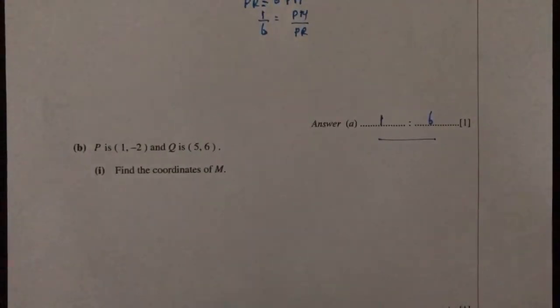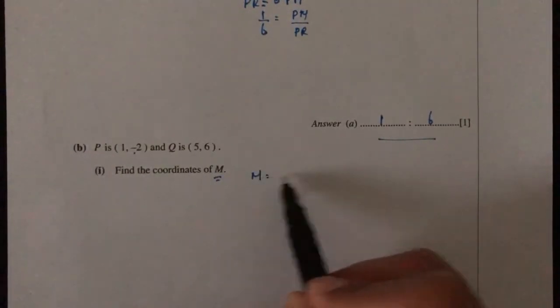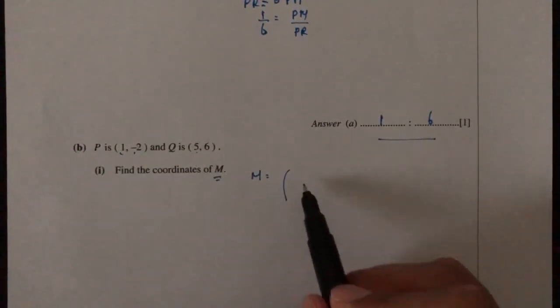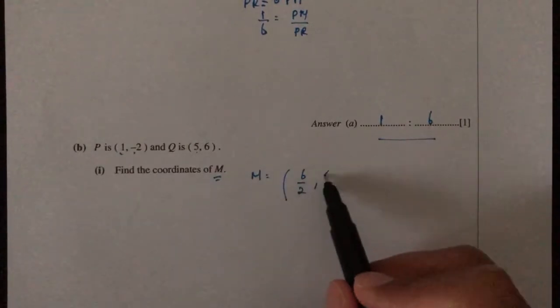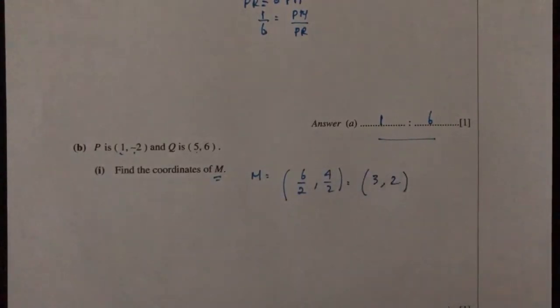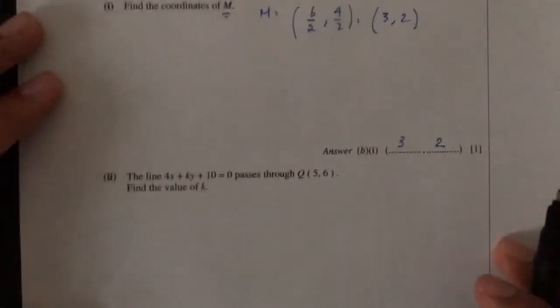Now for P, so P is the point this, Q is the point this, find M. So pretty easy. We have to use a formula here, which is 1 plus 5 is 6 divided by 2, and minus 2 plus 6 will be 4 divided by 2. That will be 3 and 2. So 3, 2 will be your answer for part 1.